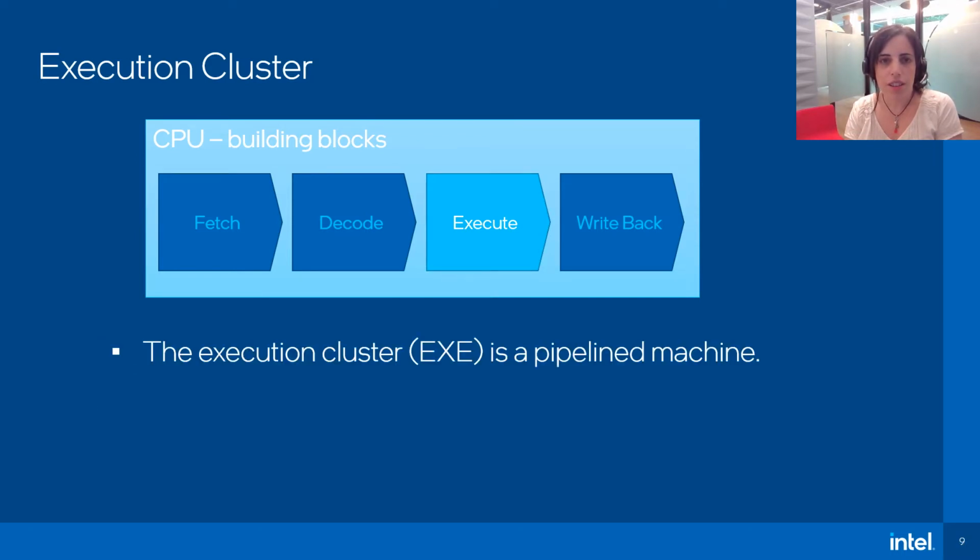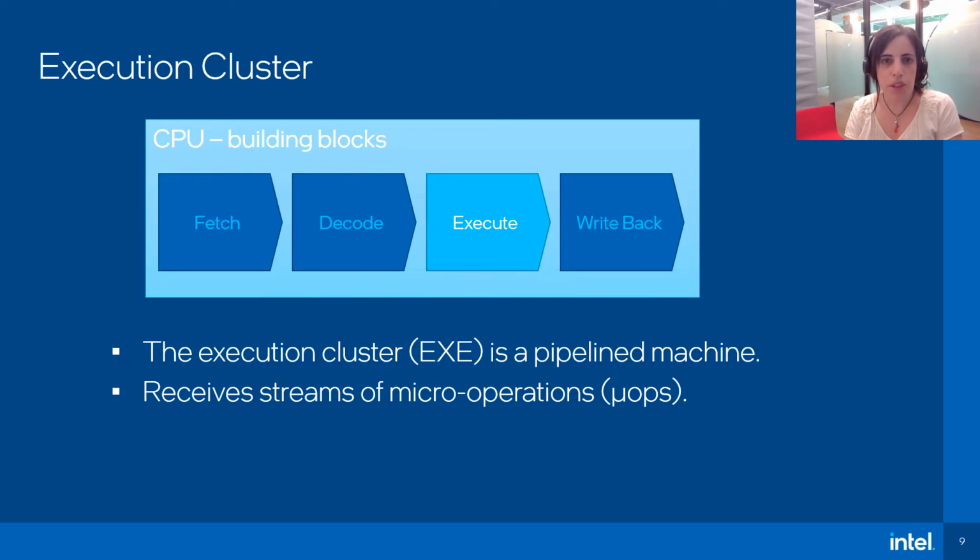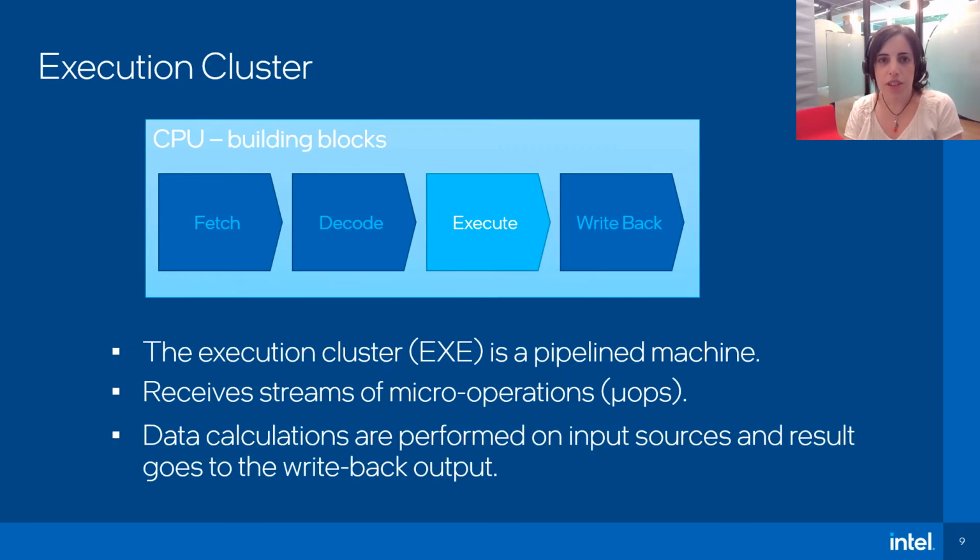The execution cluster is a pipeline machine. It receives streams of micro-operations, or in short UOPs, as input. It executes different instructions and delivers the results to the write-back. The data space varies from input sources of 8-bit wide operations to 512 bits. Our goal in this activity was to make sure that no secrets are leaking out of the cluster perimeter.